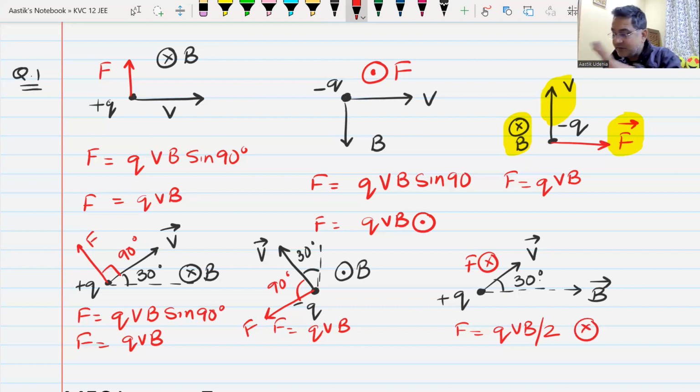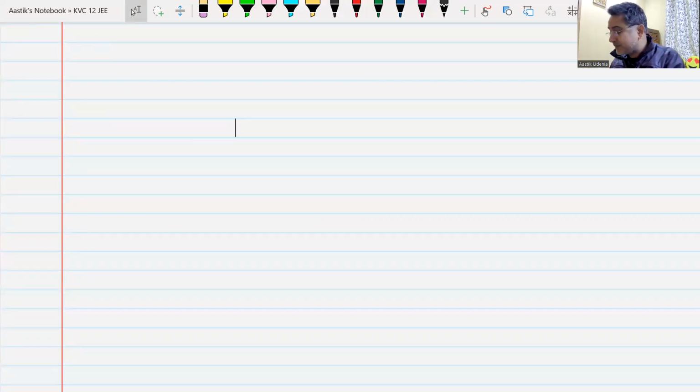Are we all confident with the direction of force in all these cases? Yes or no? Yes, sir. All these are questions. They are not examples. All these are questions. They can very well come as questions in your exam, and I hope we are confident of finding out the magnitude as well as the direction of magnetic force. That takes us to the next heading of this chapter.